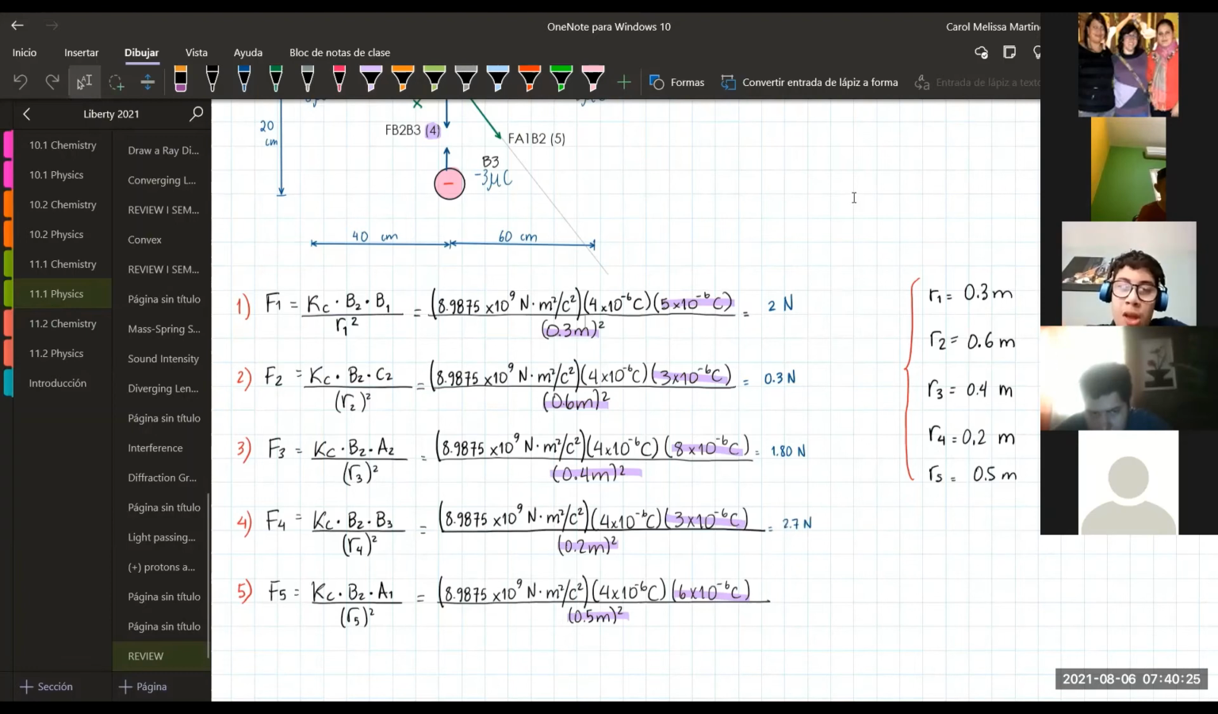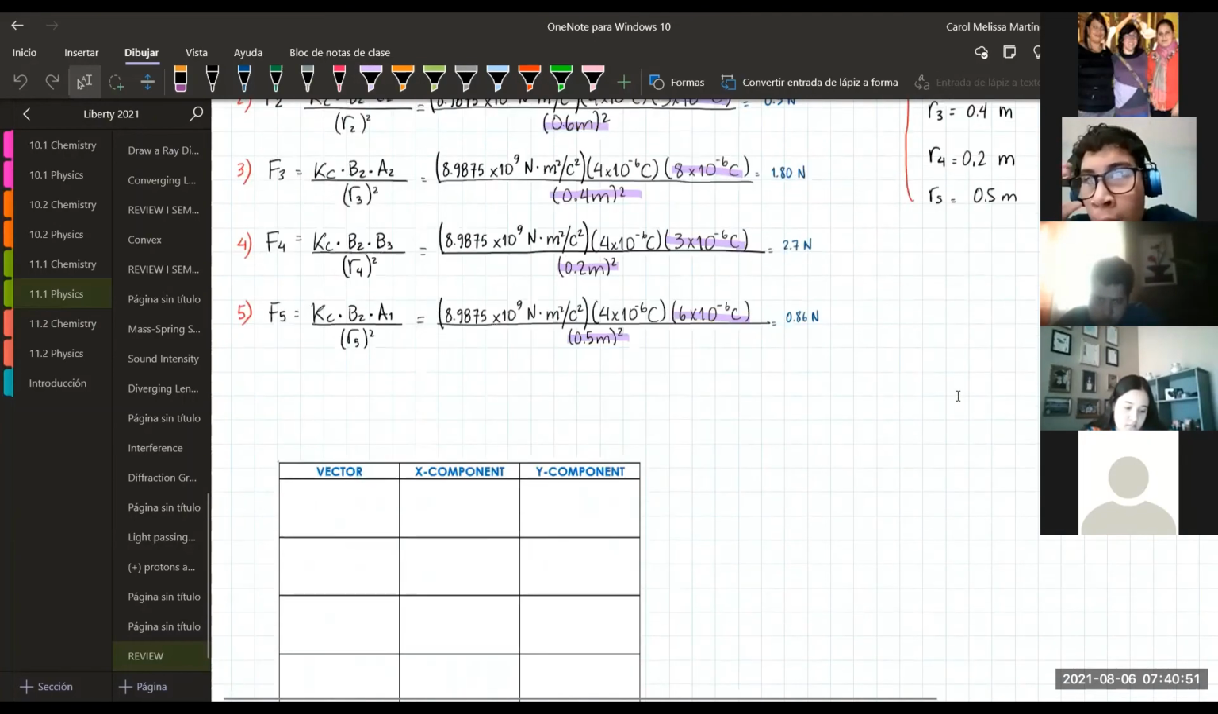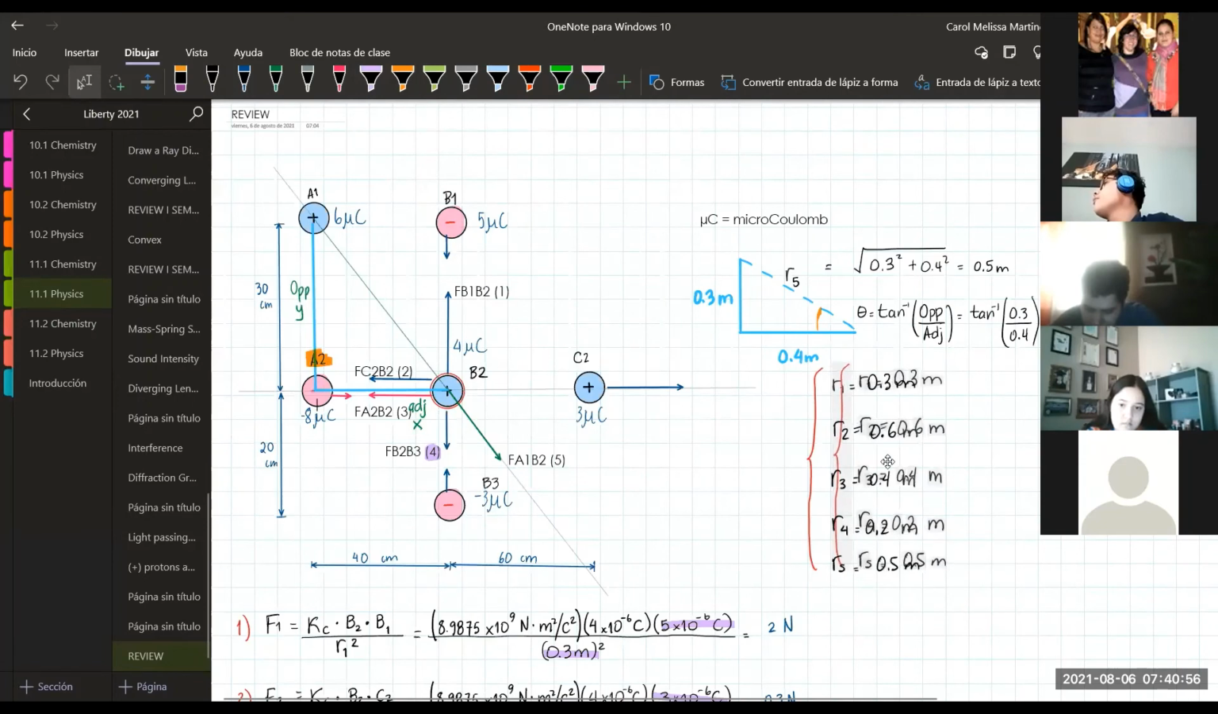2.7 newton. How much do you get in the last one? 0.86 newton. Okay. And with this, what you do after is you take the particle apart and you draw it again. I'm going to put this apart. I don't need it. So I'm going to draw my particle again. Okay, and I will include all the forces.